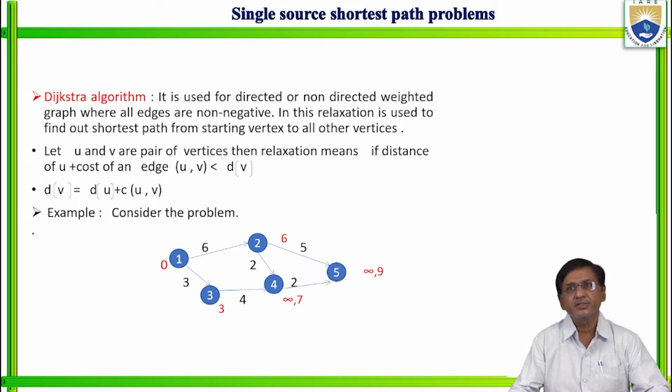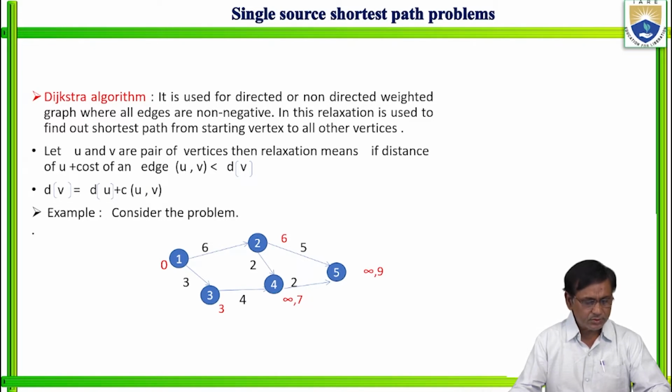In this, relaxation is used to find the shortest path from the starting vertex to all other vertices. Let U and V be a pair of vertices, then relaxation means: if distance of U plus cost of edge UV is less than the distance of V, then distance of V is equal to distance of U plus cost of edge UV.